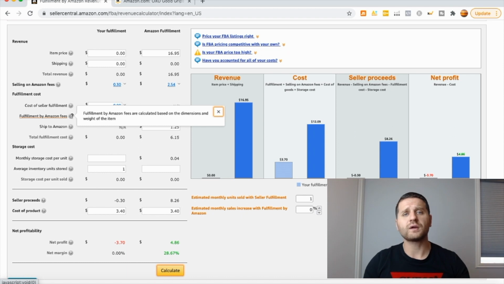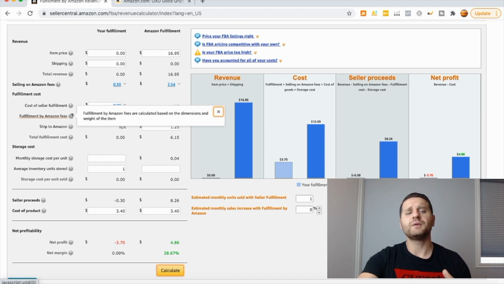For all of this work, you are going to pay a fee, and this fee is determined based on the dimensions and weight of your product. So the higher the weight of your product is, you're going to pay a much higher fulfillment fee. And the bigger the dimensions your product is, you're going to pay a higher fulfillment fee. So really soon I'm going to cover the fulfillment by Amazon fees even deeper.